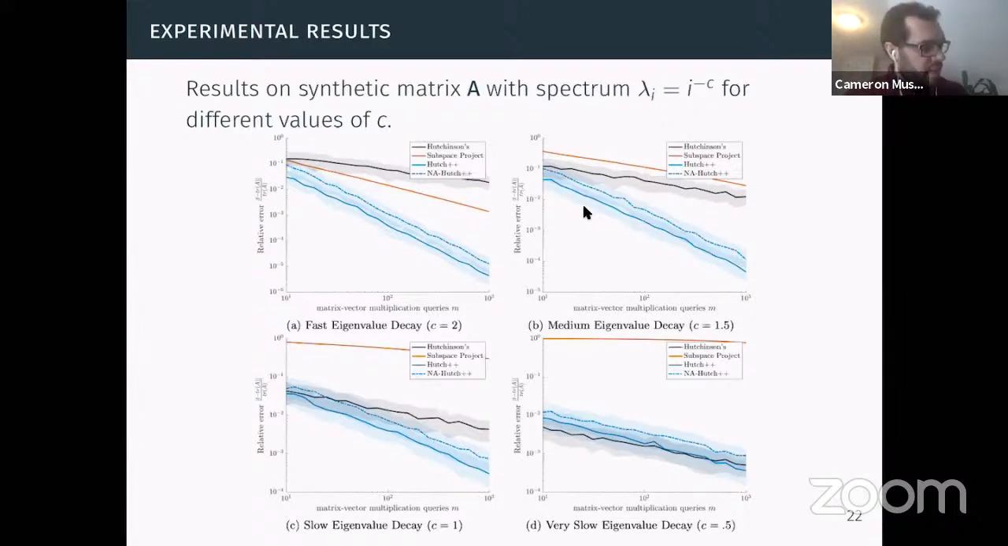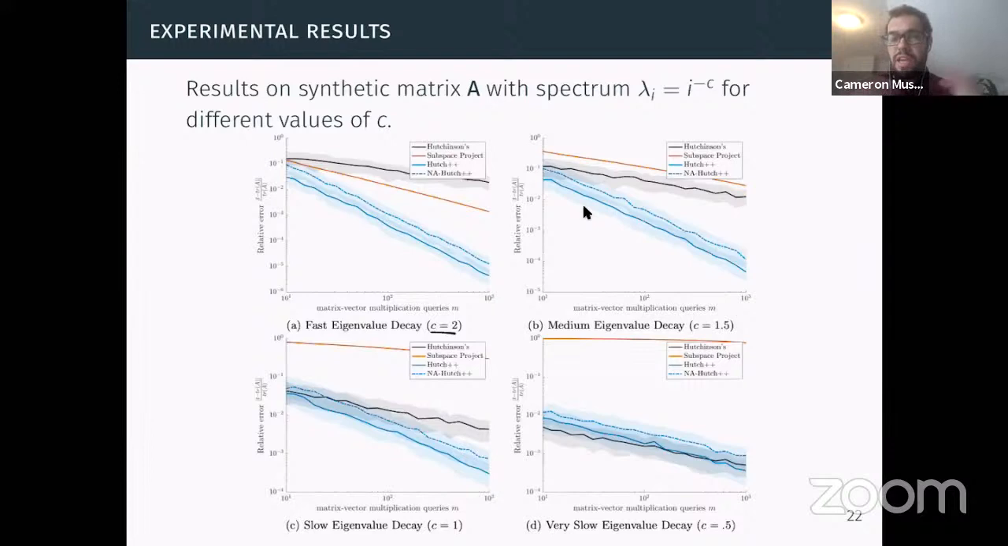So in the first case, I have a matrix where this C is set to 2. So you can think about this as a quadratic power law decay, a fairly quickly decaying spectrum. In this case, Hutchinson's is the black line. It performs worse because Hutchinson's doesn't do that well when I have a quickly decaying spectrum. It's significantly outperformed by the subspace projection method, because since my spectrum is decaying quickly, taking the sum of top eigenvalues is a totally reasonable thing to do to approximate the trace. But that method is significantly outperformed further by Hutch++ and NA Hutch++.